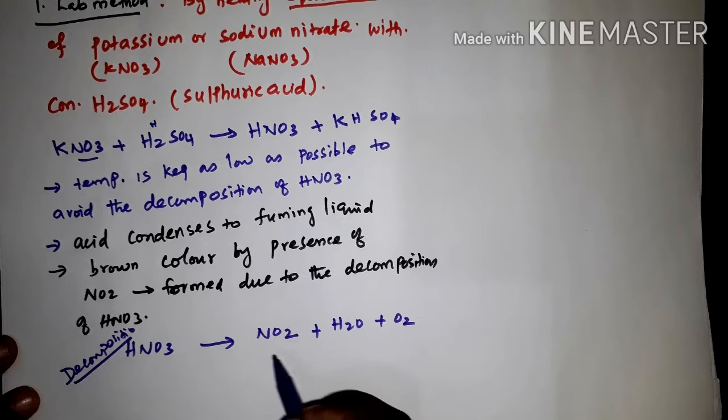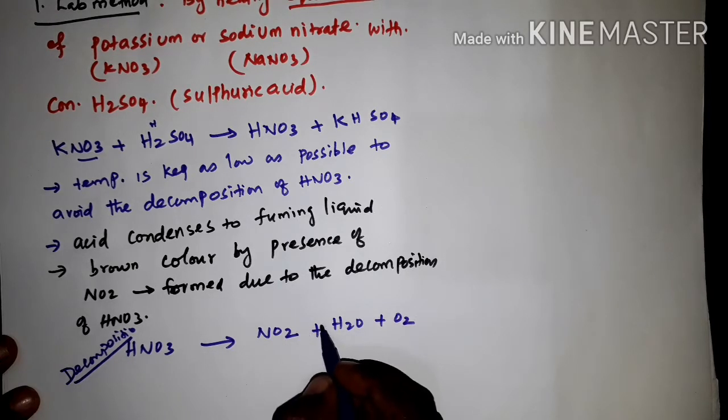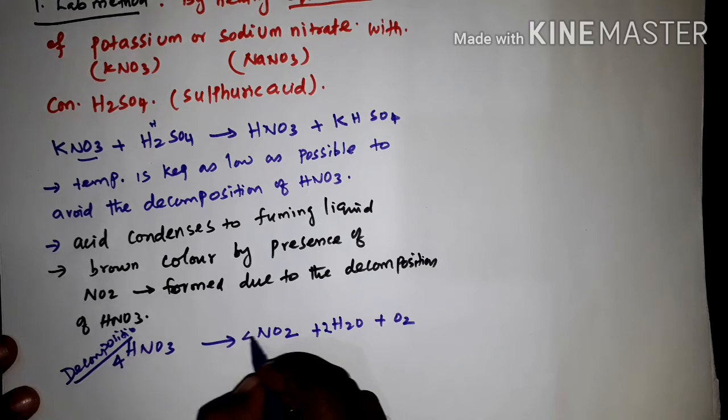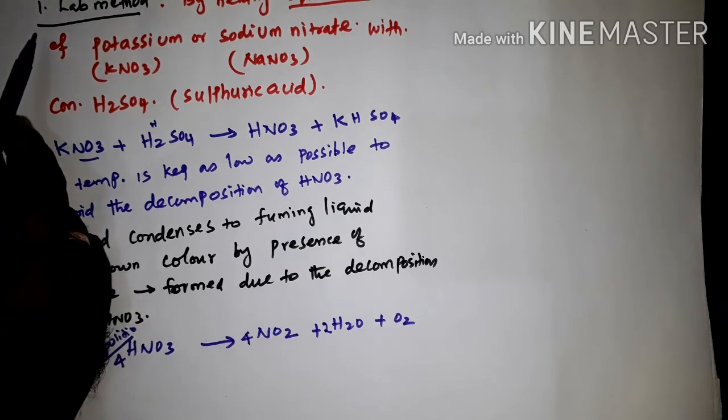Now here you need to balance the equation. Put 2 hydrogen, so total 4 hydrogen. So put here 4, then here 4 NO2. So now the equation is balanced. Okay, so this is the first preparation, the lab method.